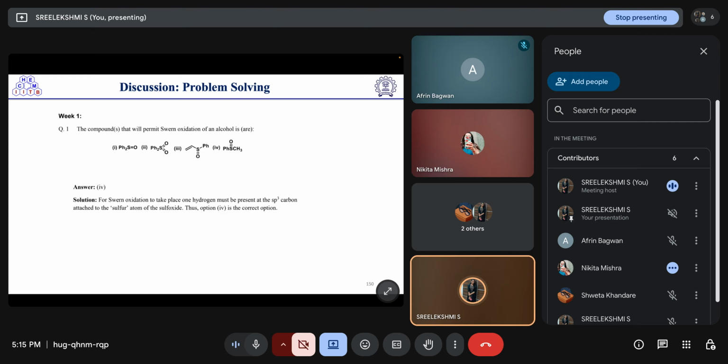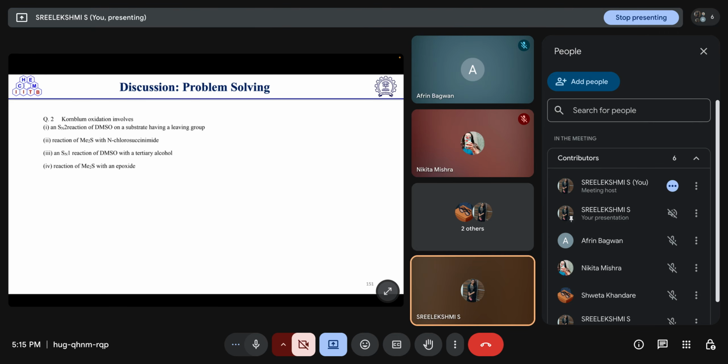Okay, then we will move to the second question. Kornblum oxidation involves: first option, an SN2 reaction of DMSO on a substrate having a leaving group. Second option, reaction of dimethyl sulfide with N-chlorosuccinimide. Third option, an SN1 reaction of DMSO with a tertiary alcohol. Fourth option, reaction of dimethyl sulfide with an epoxide.